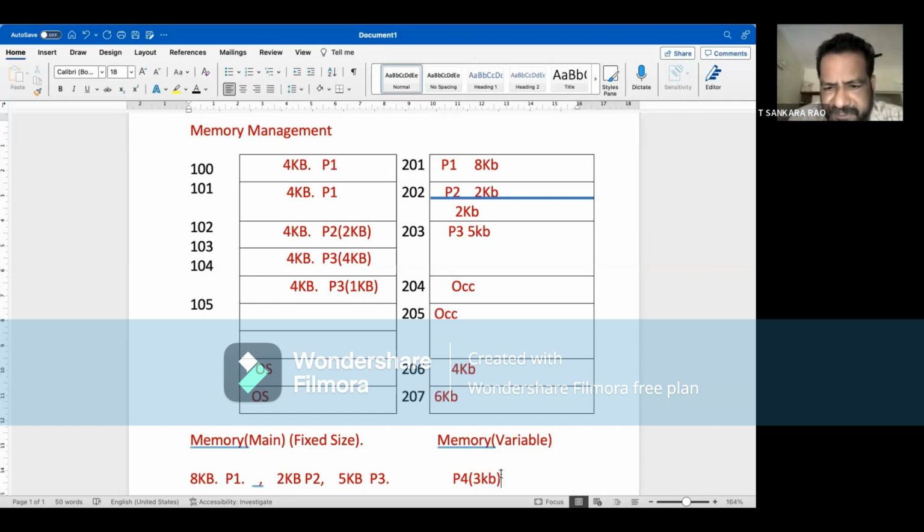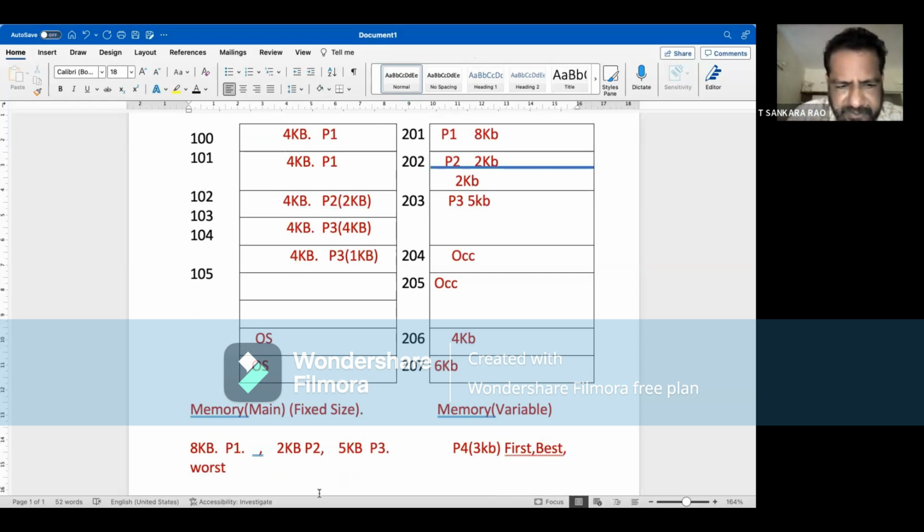206, because whenever a new process comes, there is an algorithm called best fit. There are first fit, best fit, and worst fit. It sees the partition which is best suited, so it takes that one. So for P4, 206 is taken.